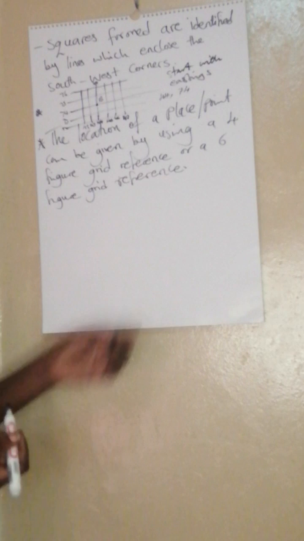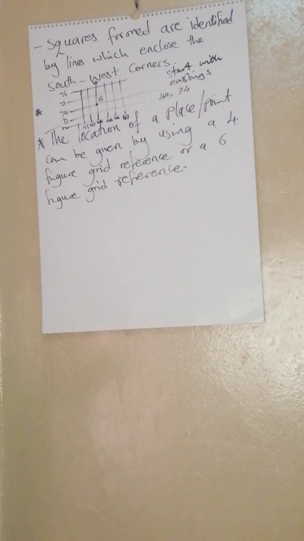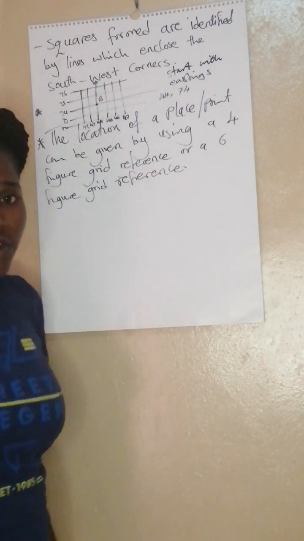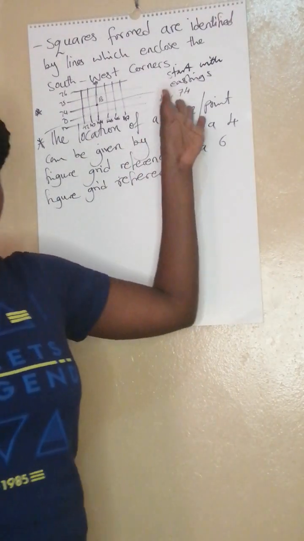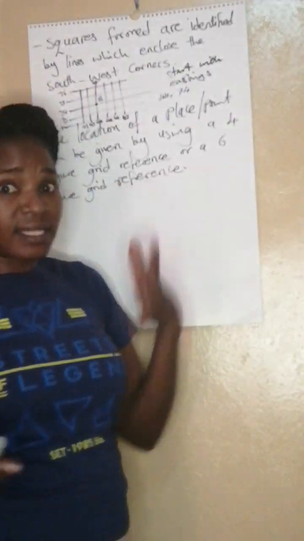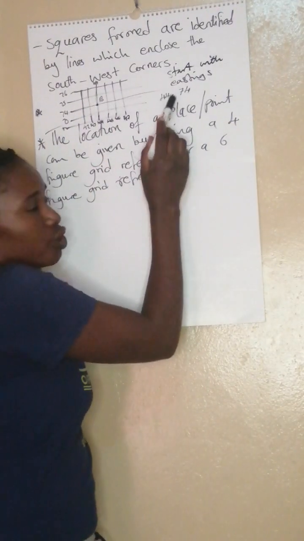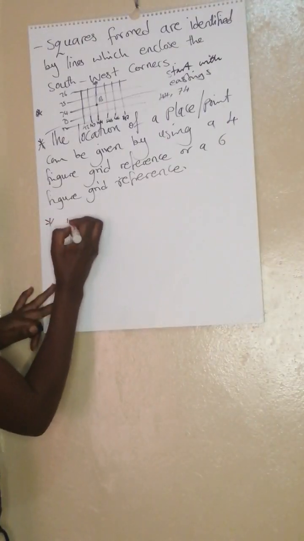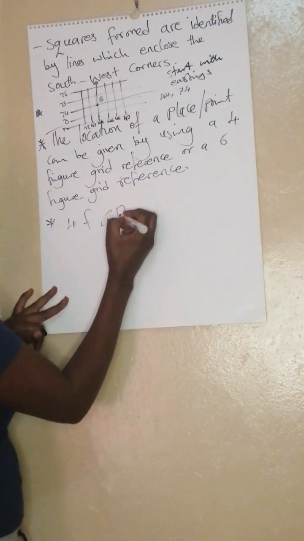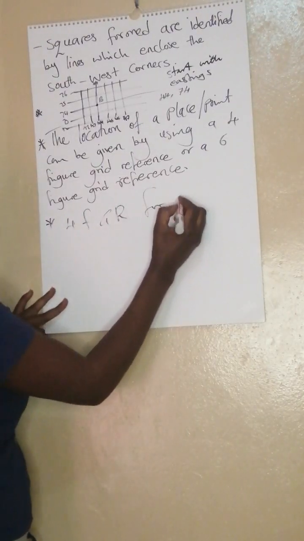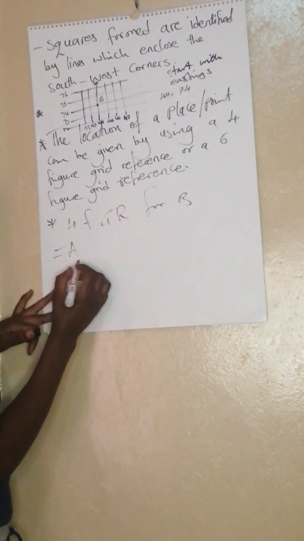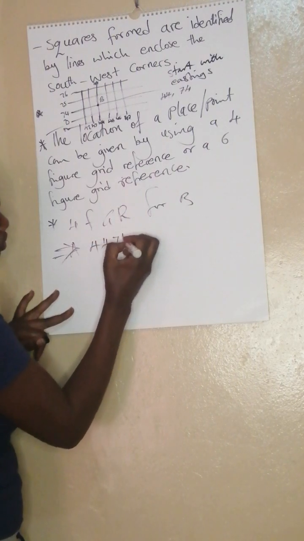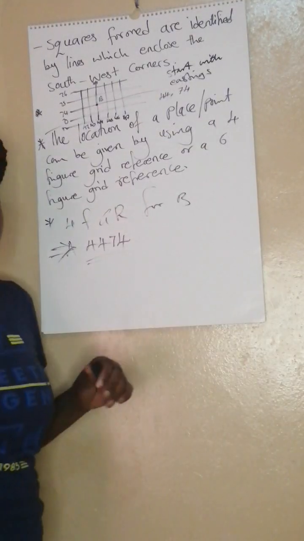The location of a place or point can be given by using a 4-figure grid reference or a 6-figure grid reference. What I've given here is a 4-figure grid reference, but when giving the location, we don't include the comma. If I'm asked to give a 4-figure grid reference for point B, then my answer will be 44 74. As simple as that.